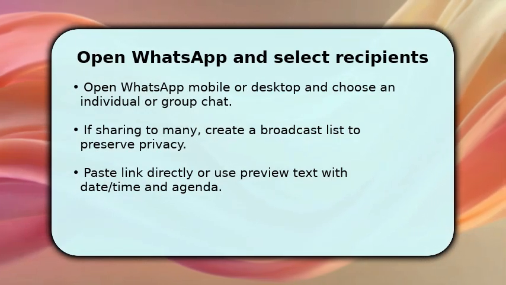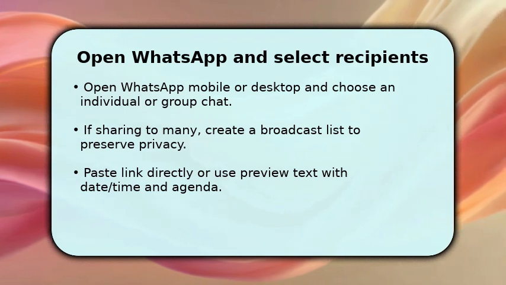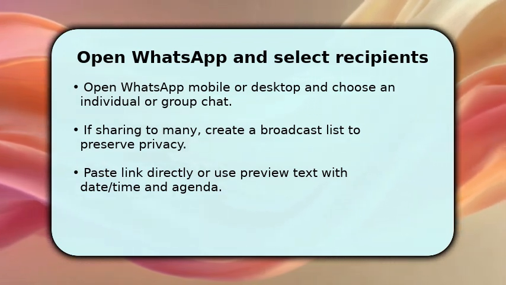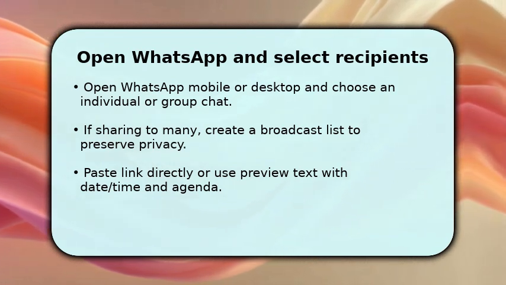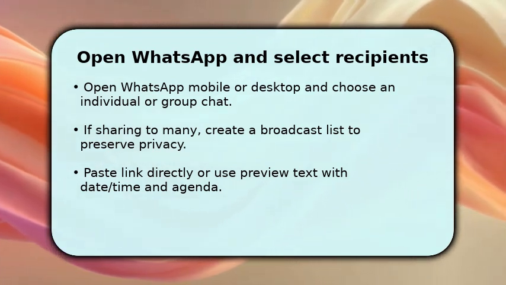Next, open WhatsApp on the device you copied the link on. Mobile and desktop both support pasting links. Choose the chat or create a group or broadcast list depending on whether you want replies visible to all.